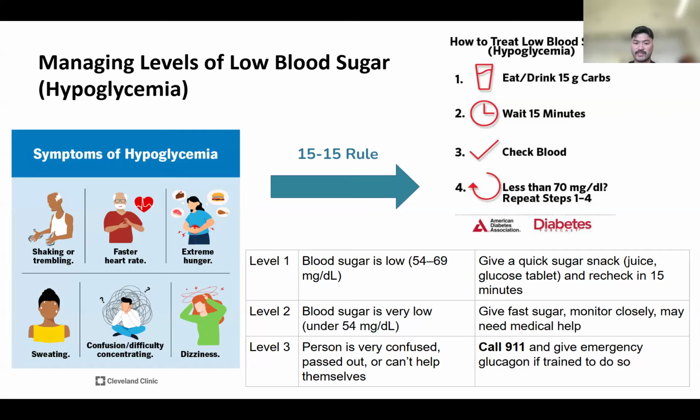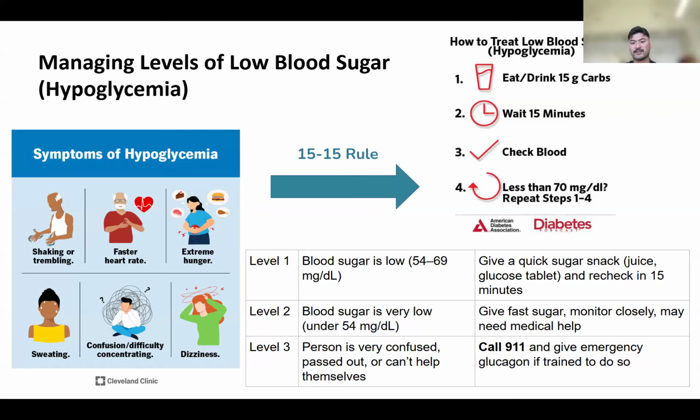If you suspect any of these symptoms, you want to use the 15-15 rule, where you give 15 grams of sugar from sources like juice, glucose tablets, or fruit snacks. Then you wait about 15 minutes, and then you check your blood sugar again. If it's still under 70, you want to repeat these steps all over again. And on the bottom is a table of the different levels you might expect when you're experiencing hypoglycemia, in terms of blood glucose readings.